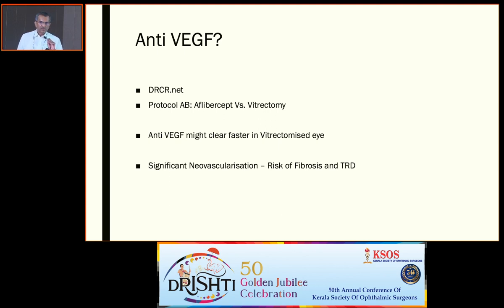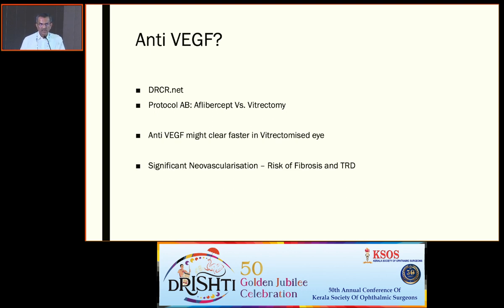What is the role of anti-VEGF in proliferative diabetic retinopathy and vitreous hemorrhage? We go by the DRCR.net Protocol AB, where you have aflibercept versus vitrectomy. In a vitrectomized eye, the anti-VEGF might clear faster. So if you plan to inject anti-VEGF later on, then probably withhold the vitrectomy for some time and see for the progression. Your anti-VEGF might work, but if it doesn't, go for a vitrectomy.